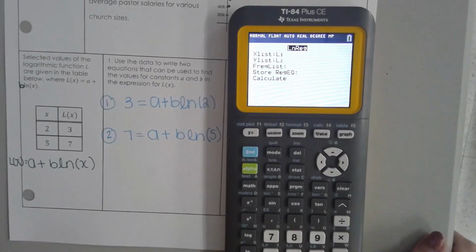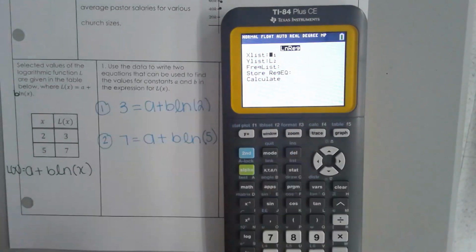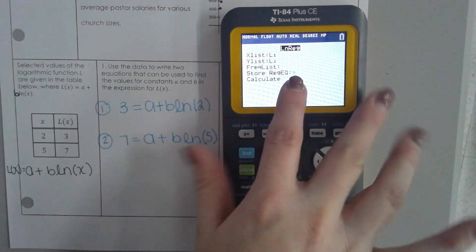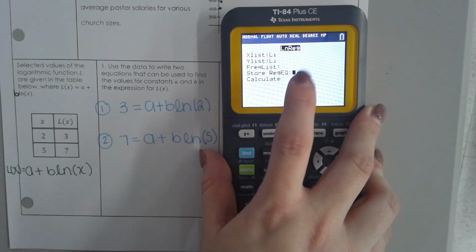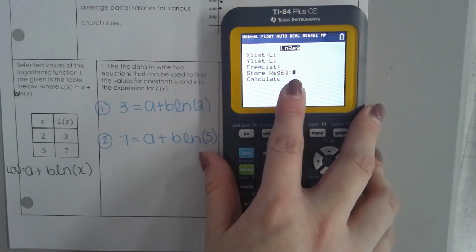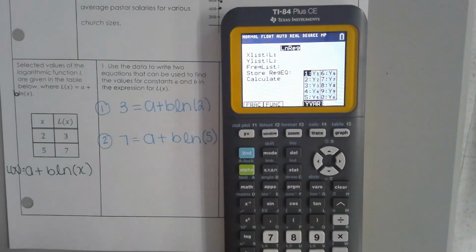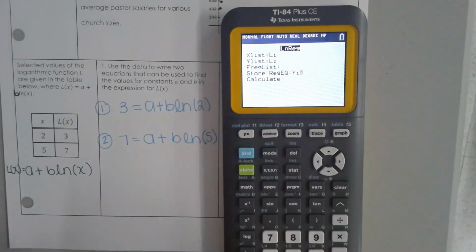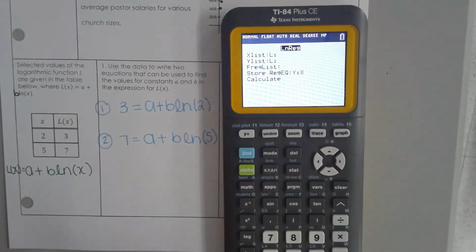Hit enter. My x values we put in L1. My y values we put in L2. Store. Get in the habit of storing that into Y1 so that if we have more questions with this, it's easier for us. So that is alpha trace. Alpha trace will let you click Y1. So whatever equation it comes up with, calculate.